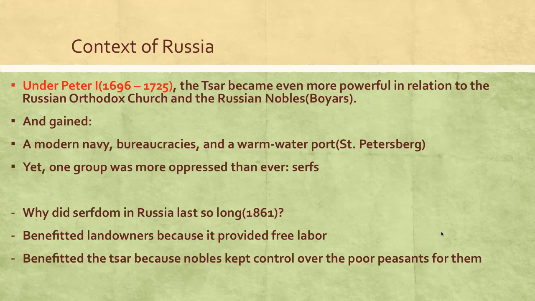Peter the Great is going to westernize Russia. We have a modern navy, bureaucracies, we've got a warm water port, but all of these changes are going to make the serfs more oppressed in Russia than ever. Serfdom is going to last in Russia until 1861, which is a very, very long time. And it is so popular because the nobles get free labor on their land, and the Tsar gets control over the nobles and control over the serfs, because the nobles have to constantly be watching out for serf rebellions.